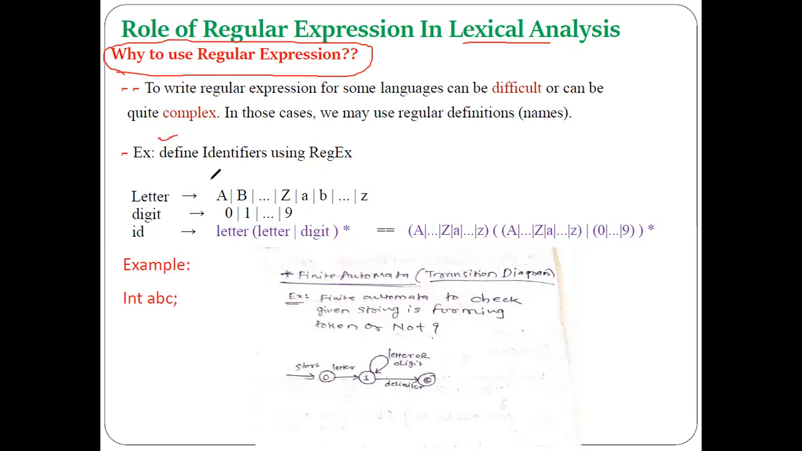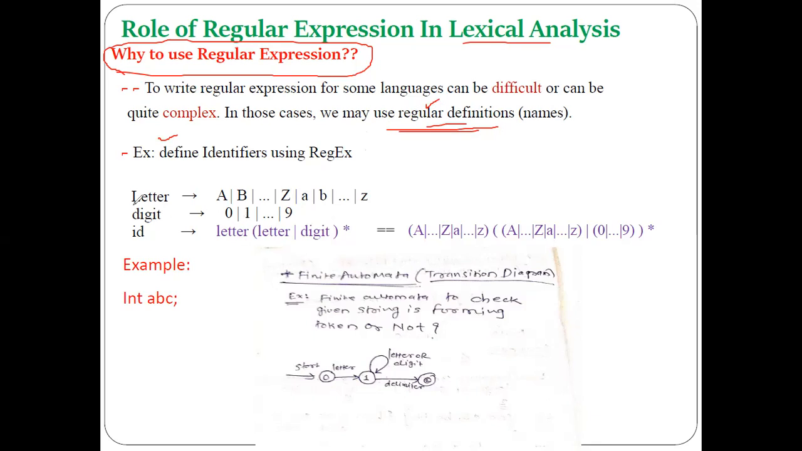Now if I ask you what is the regular expression to describe the identifier or the variable? The regular expression for the identifier or the variable can be described with the help of the regular definition. Now what do you mean by the regular definition? Regular definition is nothing but some name given to a sequence of characters. That is the meaning of regular definition. So in order to write the regular expression for some languages, we have to take the help of the regular definition.